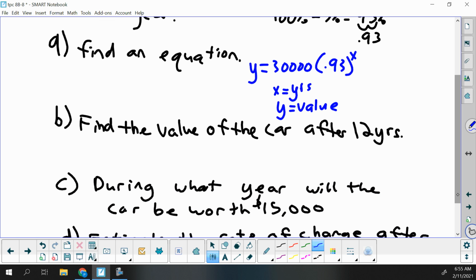So part B, we're going to have you find the value of the car after 12 years. So pause the video, put that in, round to the nearest cent because it's money, and a box will pop up for you to put in your answer.